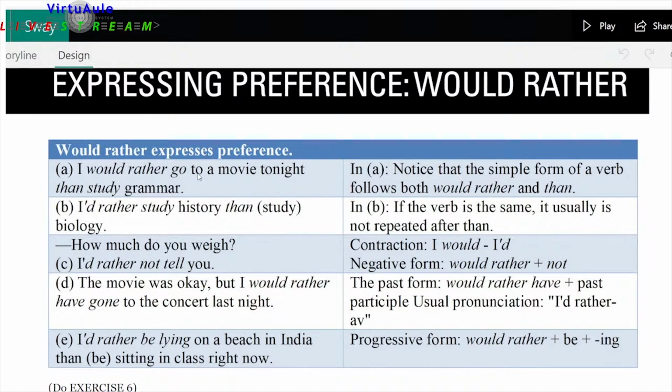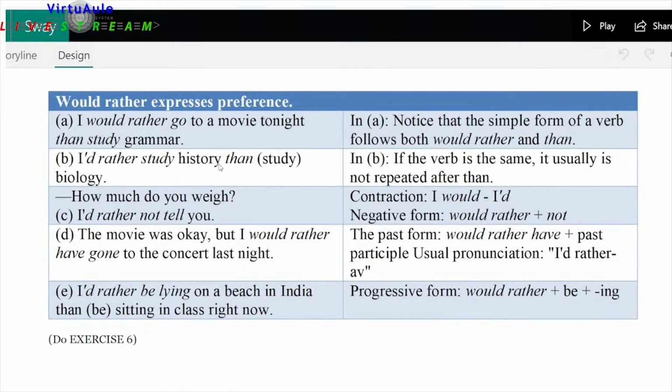All right. Now we can look at expressing preferences with the phrasal modal would rather. I would rather go to a movie tonight than study grammar. That's would rather expressing a preference. Now notice that the simple form of the verb follows both would rather and than. I would rather do this than that. Okay, B, I'd rather study history than biology. You can eliminate the second verb. If the verb is the same, it is usually not repeated. I'd rather study history than biology.